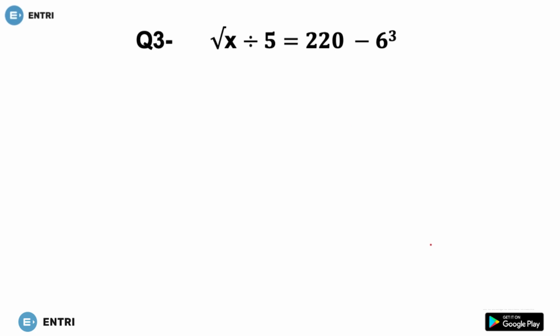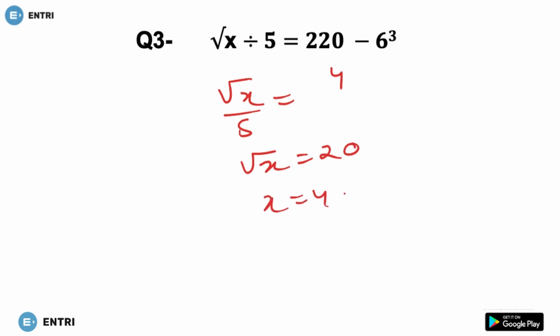The next question is root x divided by 5 equals 220 minus 6 cube. See, if you are not aware of the cubes, it takes time. So the first thing you will do today is remember all the cubes and squares. We know that the cube of 6 is what? It's 216, and 220 minus 216 is what? It's 4. And root x upon 5 equals 4. That means root x equals 20. And when I take the square, it would become 400. It's very simple as that.